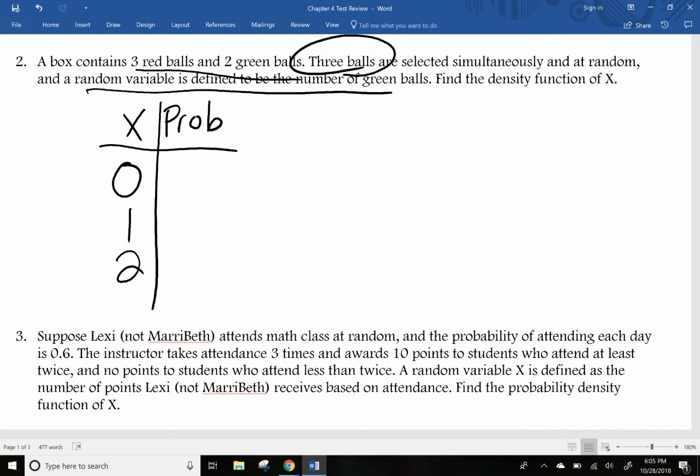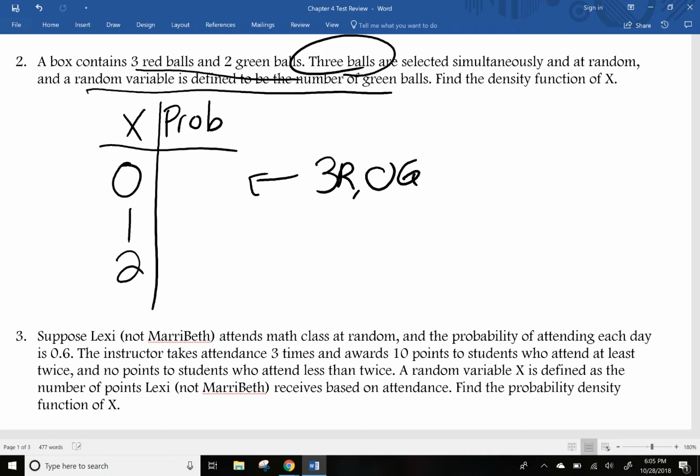All right, so each of these is out of 10. Out of 10, out of 10, out of 10. Now how many of those ways are 0 green? How many of those ways are 1 green? How many ways are those? 2 greens. So 0 green happens when you have 3 red and 0 green.